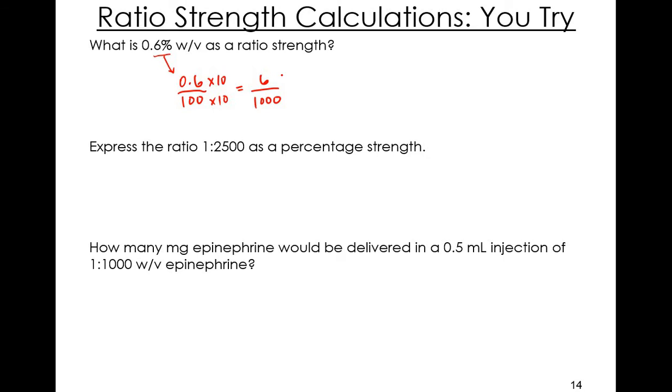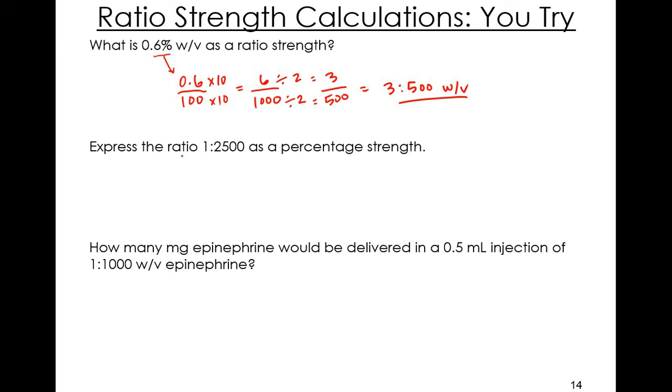To reduce it, we would divide by the largest factor that the two numbers have in common, which I think is 2. So that's 3 over 500. And that looks like maybe it can't reduce any further, and so we can go ahead and tip that counterclockwise to get the ratio 3 to 500, and it's a weight per volume measure, just like the original percentage.